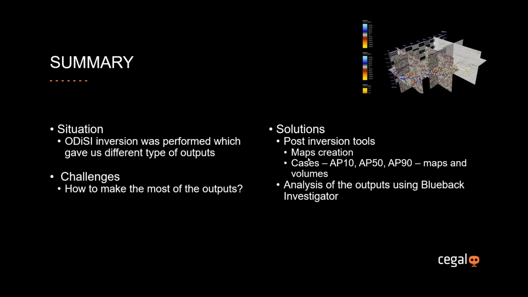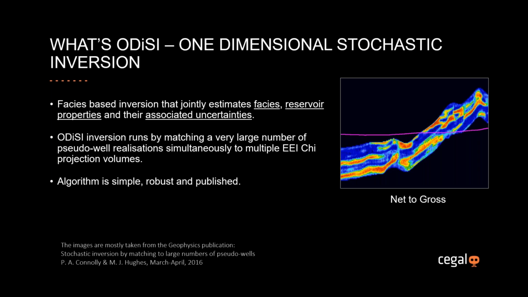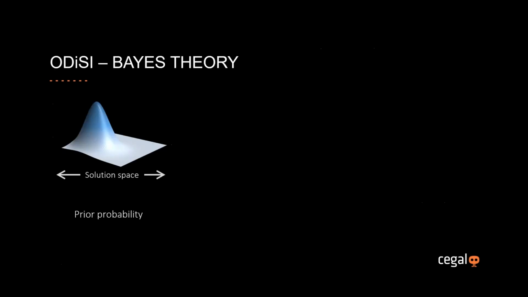But before going into Petrel, I want to introduce you a little bit to ODiSI. ODiSI stands for one-dimensional stochastic inversion. It's a facies-based inversion that jointly estimates facies, reservoir properties, and their associated uncertainties. ODiSI inversion runs by matching a very large number of pseudo-well realizations simultaneously to multiple EEI chi projection volumes. The algorithm is simple, robust, and published.